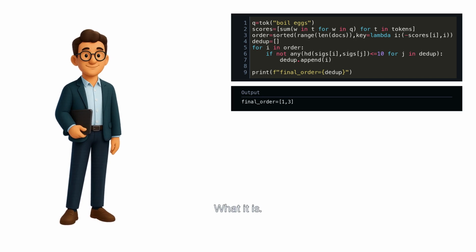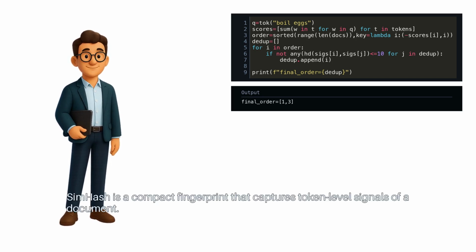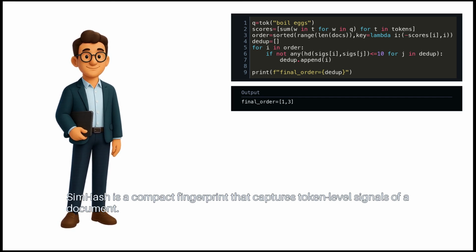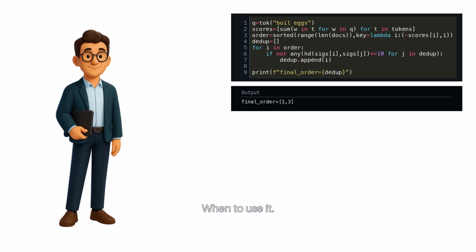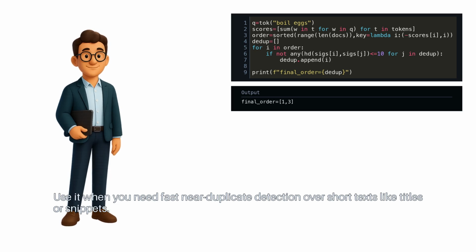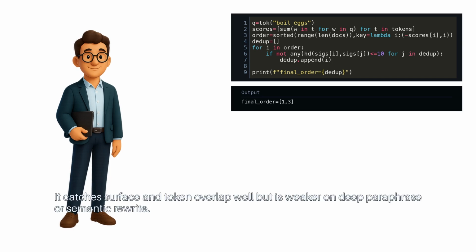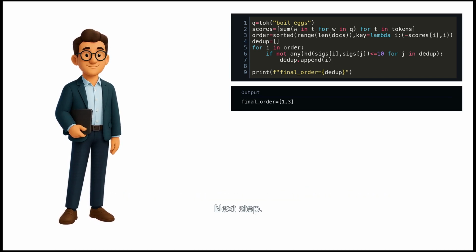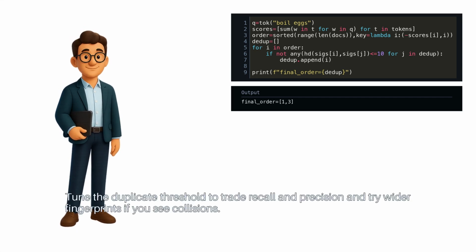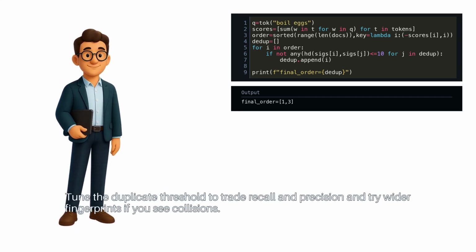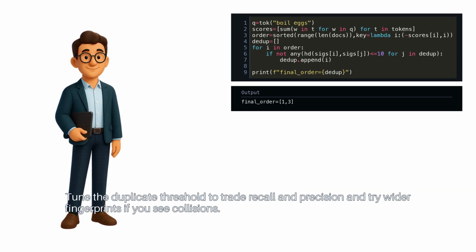Recap. What it is. SimHash is a compact fingerprint that captures token-level signals of a document. When to use it. Use it when you need fast, near-duplicate detection over short texts like titles or snippets. One caveat. It catches surface and token overlap well, but is weaker on deep paraphrase or semantic rewrite. Next step. Tune the duplicate threshold to trade recall and precision, and try wider fingerprints if you see collisions.